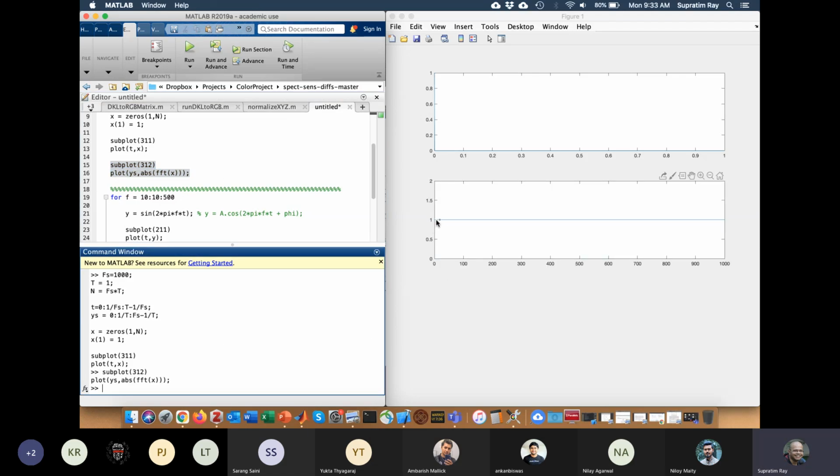So see, it's 1 everywhere from 0 to 1000 hertz. It's everywhere it's 1. It's actually quite amazing to think about it, that if you have all these sinusoids together and you just add them up, you actually end up getting a delta function.